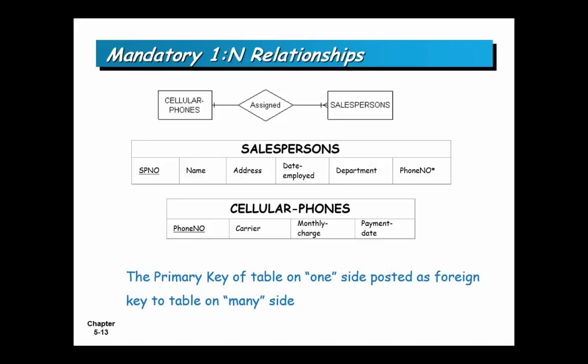So the primary key of the one side is posted as a foreign key on the many side. The primary key of the one side is a foreign key on the many side. So you've now created a one-to-many relationship in your table. Phone number is the foreign key on the salesperson table. I don't know if you can see this thing right there, that little thing that looks like a bug, is an asterisk.